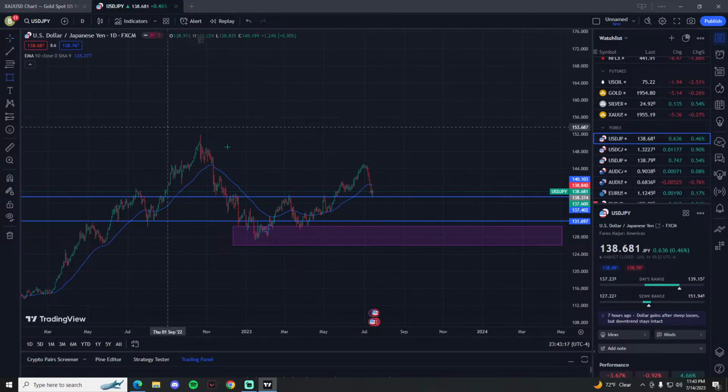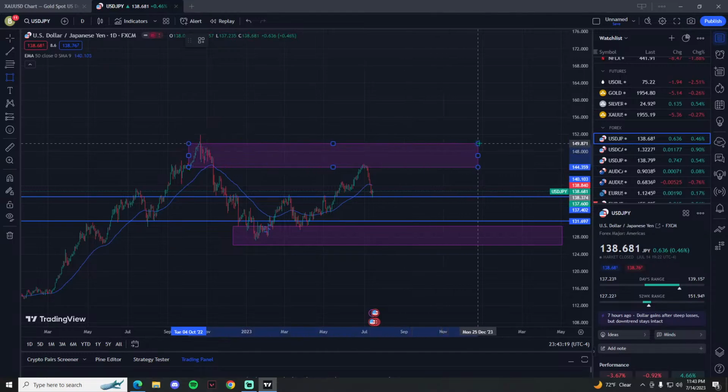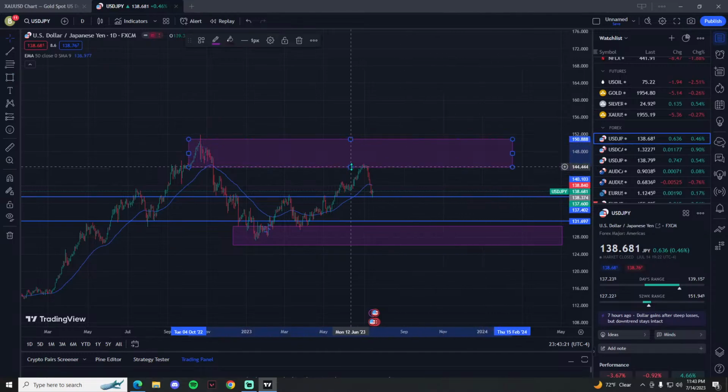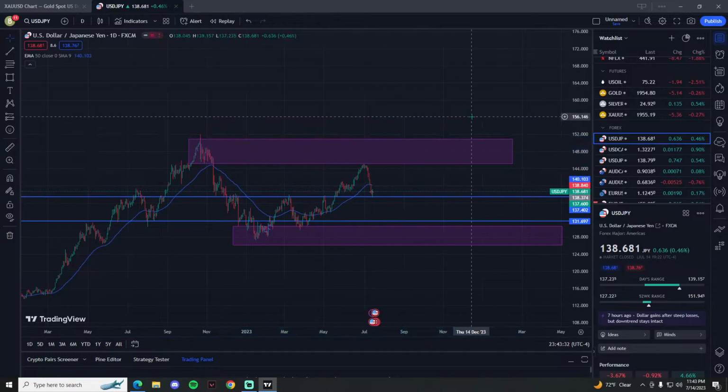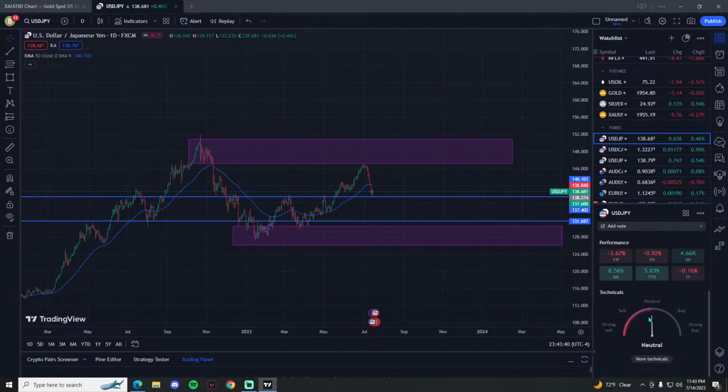Okay. I'll put my rectangle in here. You can see this was a line. Bounced off of it a couple times. Had resistance. People think you need an exact line. No, dude, you gotta give it some leeway. So it bounced off of that. It could either bounce off this line or keep going through.